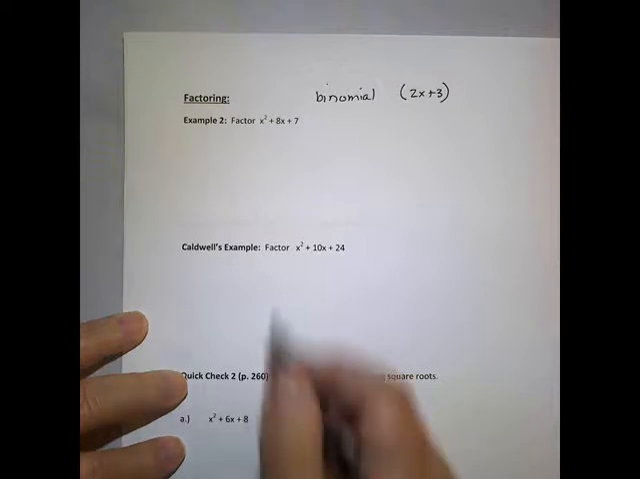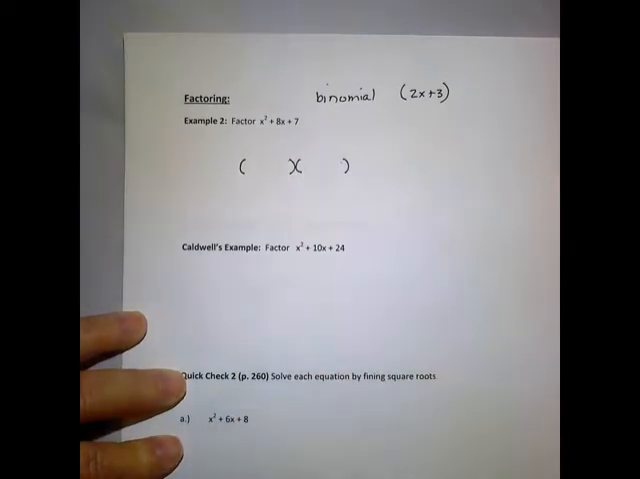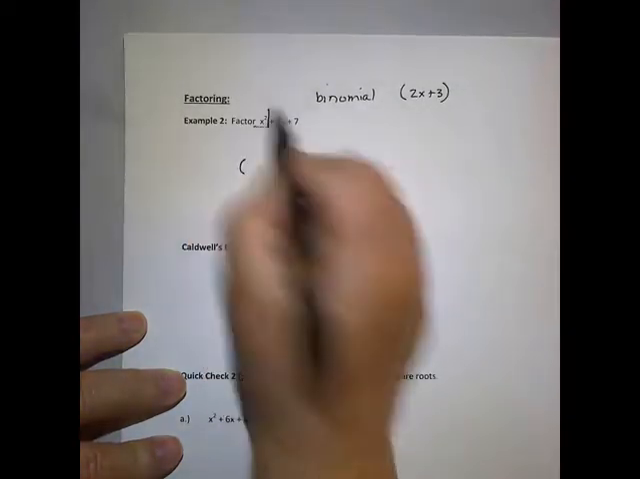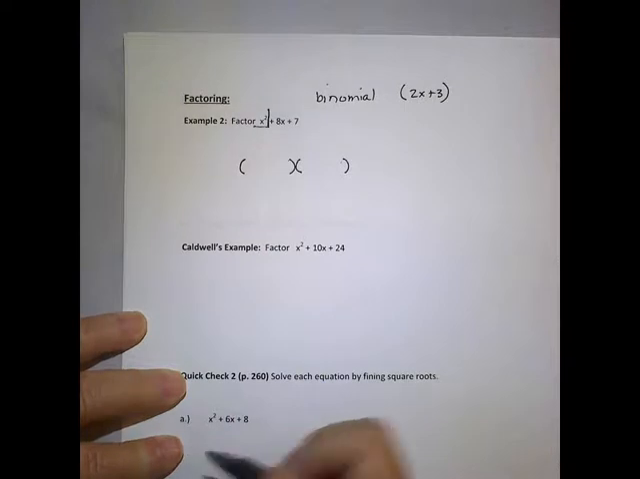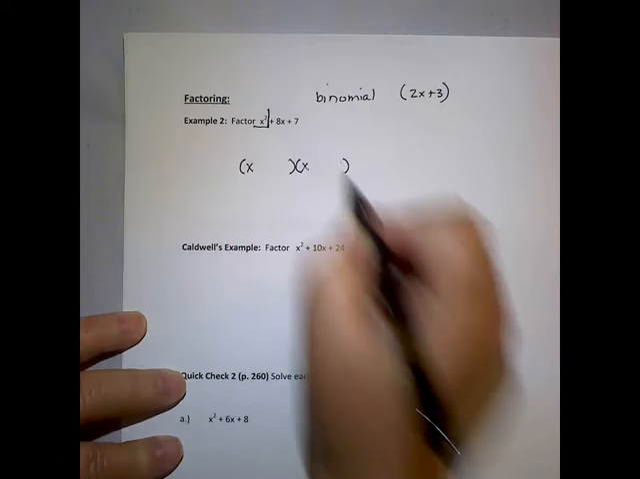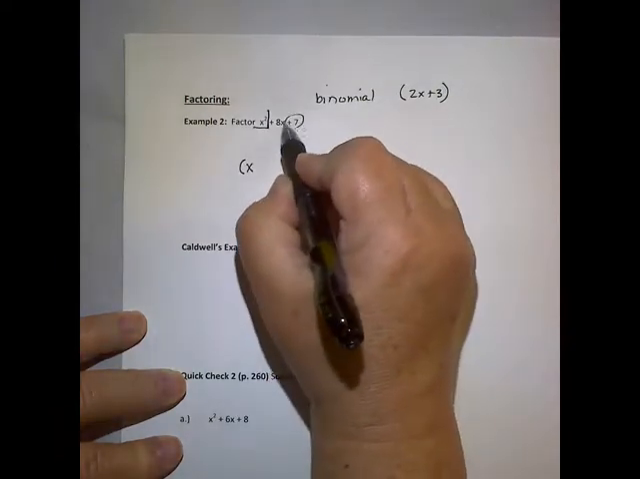To work these out, just set yourself up with 2 binomials. Ask yourself, what times what is x squared? X times x, right? So we're going to put 1 in each parenthesis. Now the next thing you're going to do is take this number. That's 7.